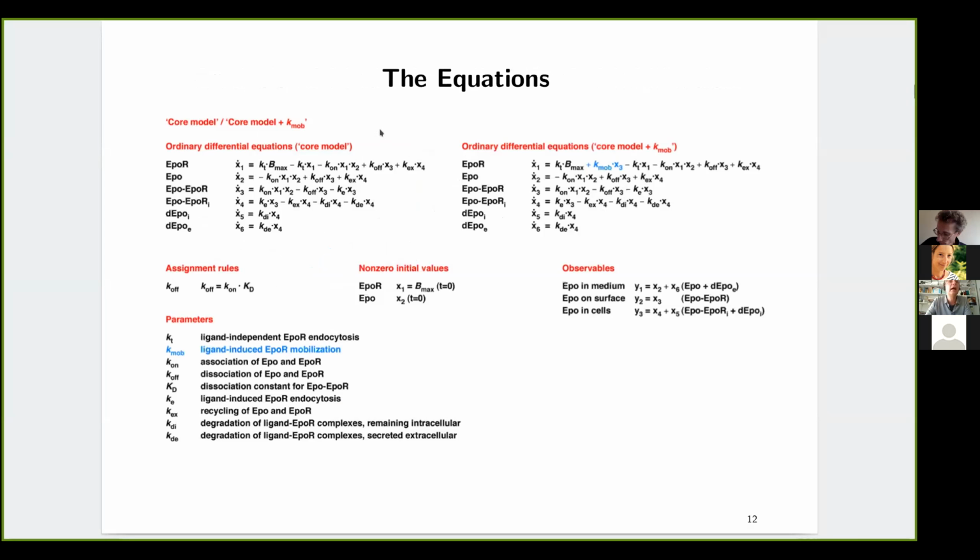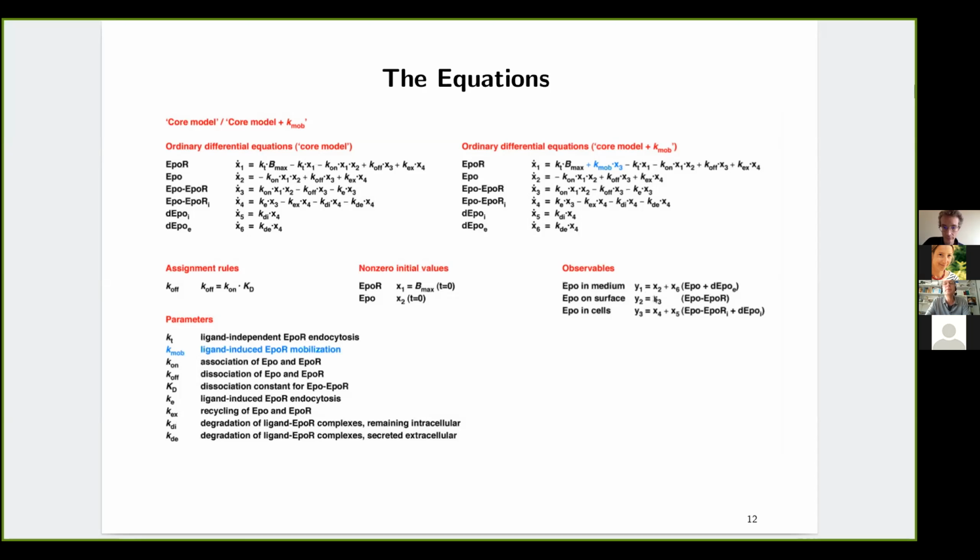So here are the equations for the model I showed you in the first place, the core model. These are the 6 populations, and it's just mass action kinetics with linear and bilinear terms. If we now want to test whether we need this mobilization term, we just add one flux here that describes the mobilization of the Epo receptor if Epo is bound to the receptor. Our observables are these linear combinations or this component here with some scaling factor and some offset.